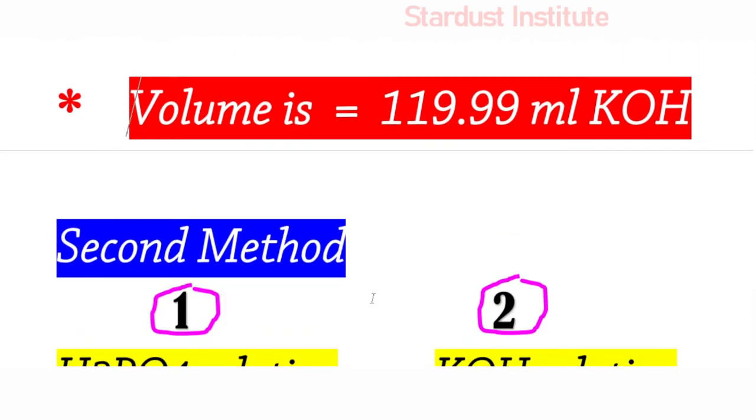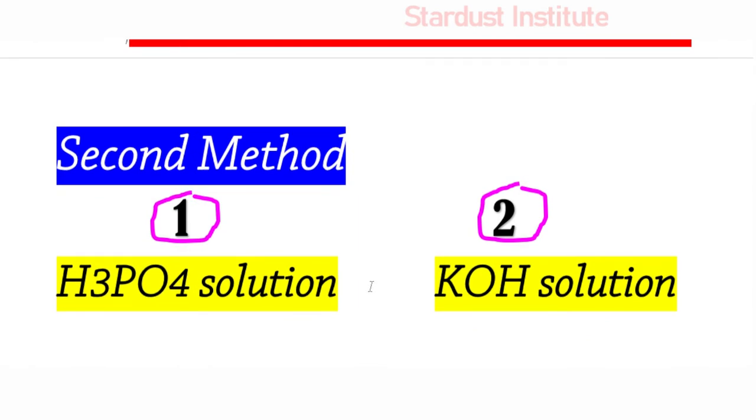Second method. There are two chemical solutions here. One is phosphoric acid solution, the other one is KOH solution. We can take this phosphoric acid solution as number 1 solution, KOH solution as number 2 solution. There's no problem. If we want, we can take phosphoric acid solution as number 2 solution, KOH solution as number 1 solution.